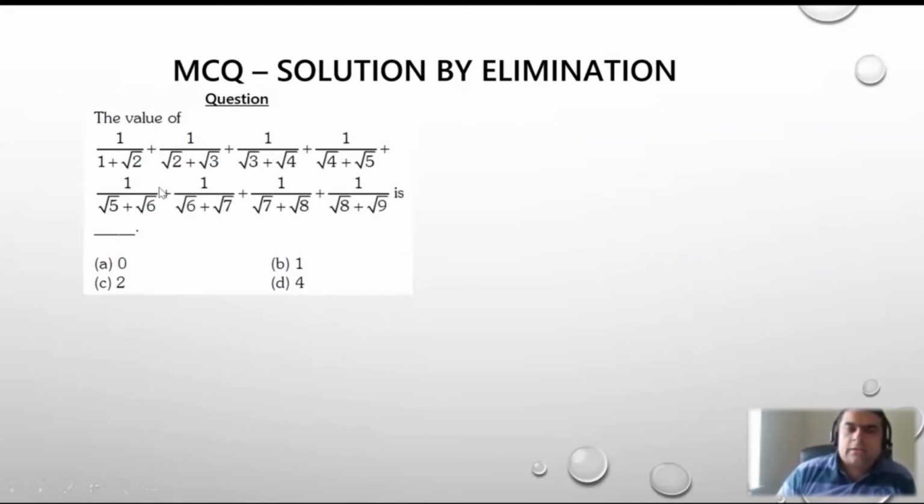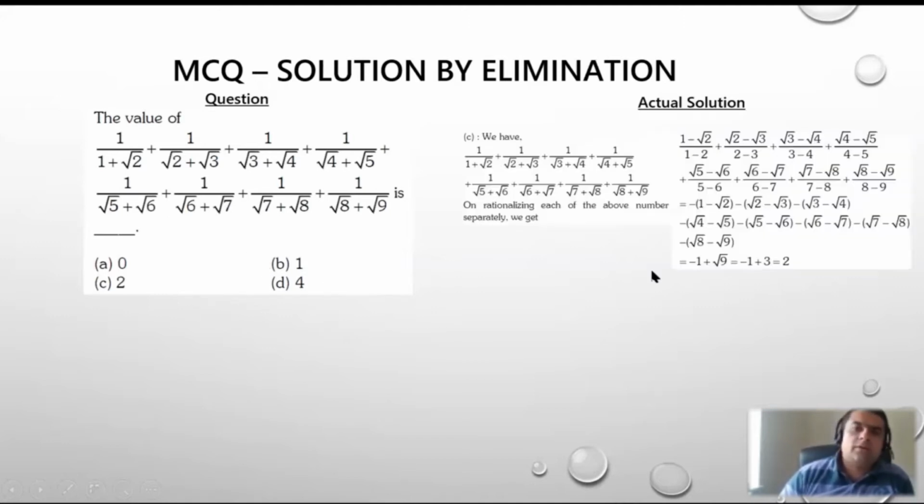So here, this question, as I explained, looks to be very complex, and maybe you all know the way of solving it in the right way. That is by rationalizing the denominator, and the solution will look something like this. So here you have these 8 terms: 1 by 1 plus root 2, 1 by root 2 plus root 3, and so there are 8 terms. Okay, 1, 2, 3, 4, 5, 6, 7, 8. 8 terms are there, and then you are rationalizing each of the above numbers separately, and then you can simplify it, and finally you get the answer 2.